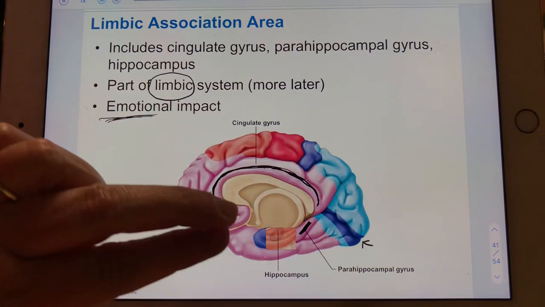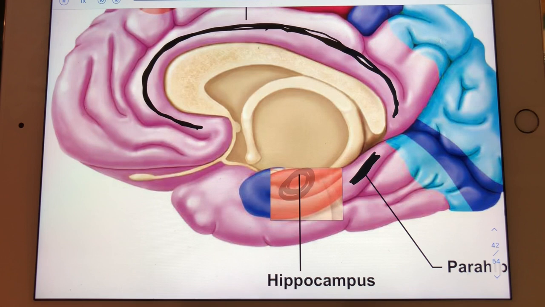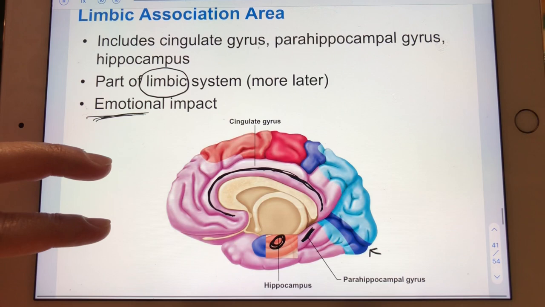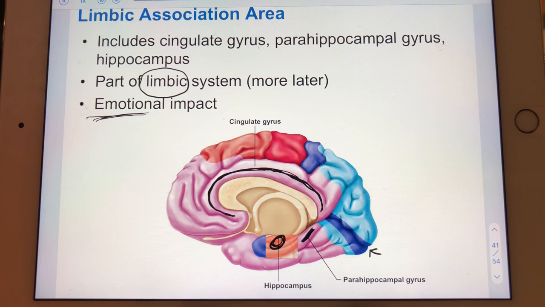I had to cut an image of the hippocampus out and scale it to this particular image. So right about where the head of the uncus is here, that's the hippocampus, okay? So all three of these are the general neighborhood where we're expecting to find the limbic association area. And it helps to apply, I guess apply is a fine word, an emotional meaning or an emotional impact to our newest sensory inputs.